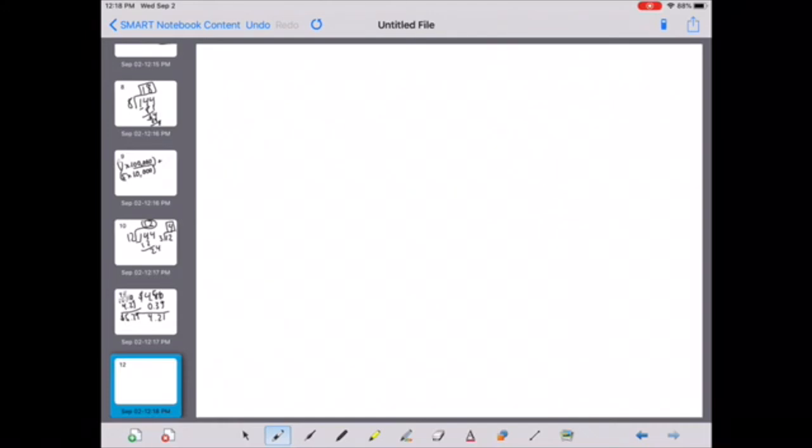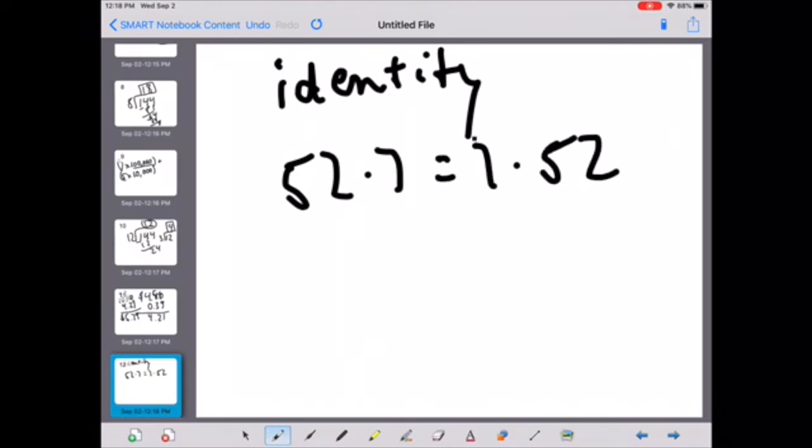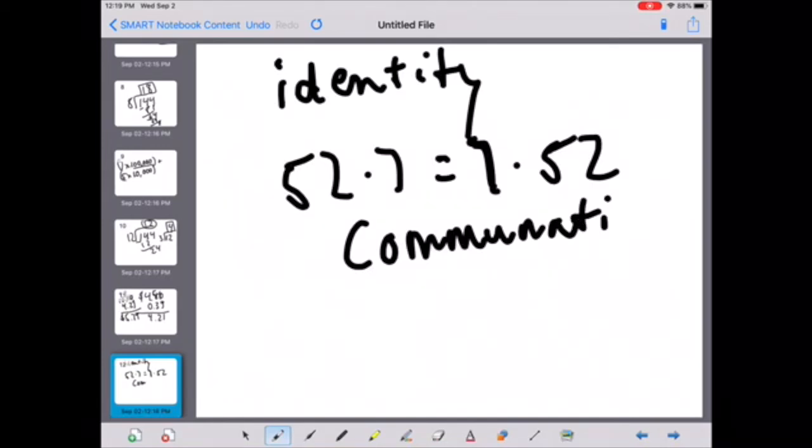Number 27 says, which property can be used to find the unknown number? 365 times what gives me 365? That's times 1. We call 1 the identity property. 52 times 7 equals 7 times what? Well, I have 52 times 7 on the left. I have 7 times 52 on the right. I changed the order. When you change the order, you have the commutative property of multiplication.